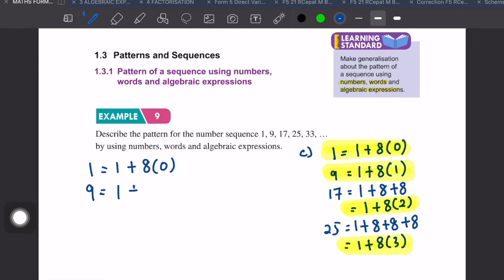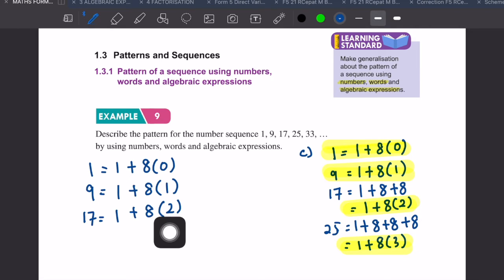And then you repeat the previous one. So 1 plus 8, the next number is 1 in the bracket. Next 17, 1 plus 8, this will become 2. So is it correct? 8 times 2 is 16, plus 1 is 17. And the next number is 25, 1 plus 8 times 3. So how can you write the conclusion?